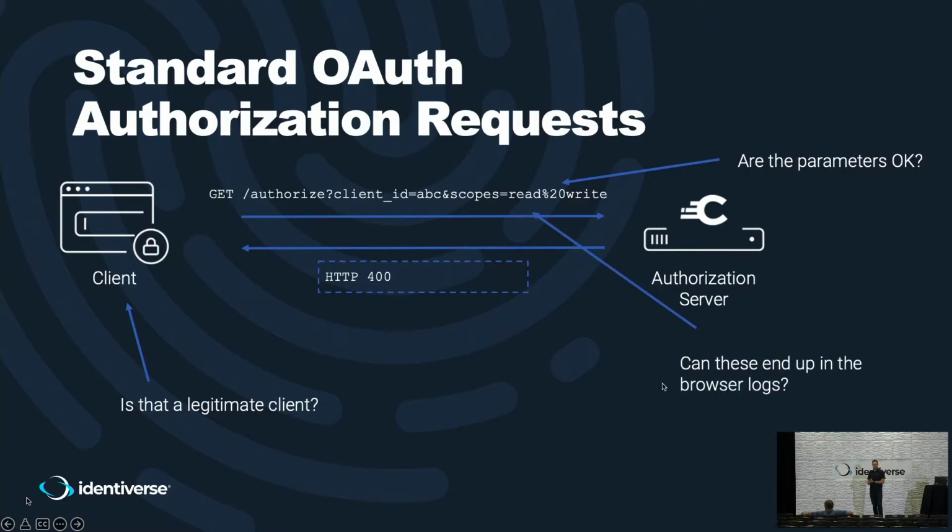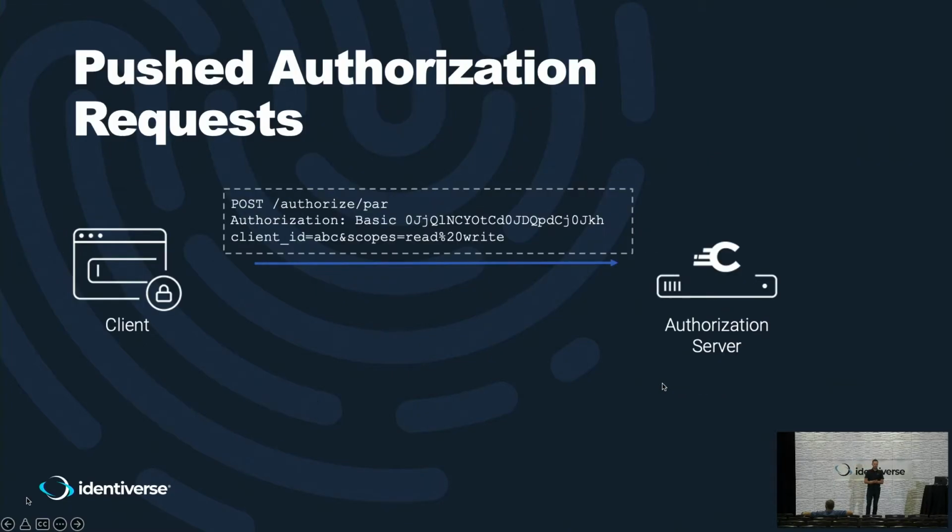Furthermore, the parameters can also end up in logs. It depends on how the logging is configured, but there could be information in there that we don't want to have in the logs. And there's no way here to guarantee that these parameters have not been tampered with on the way to the authorization server. So a pushed authorization request sends instead a signed JWT with the parameters to the authorization server.